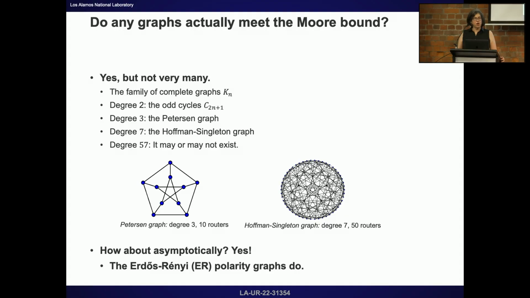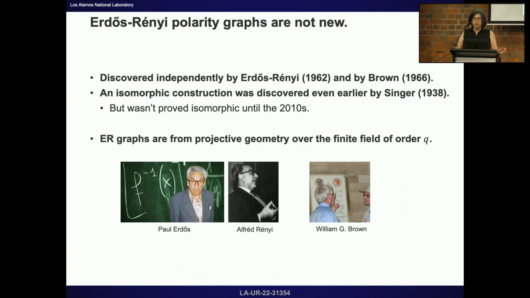But asymptotically, we actually do. We have graphs that are very, very good, and they come arbitrarily close to the Moore bound. And I'm going to spend a lot of my talk talking about this. They're old. Erdős, Rényi, and Rényi put together a paper in 1962. That's probably before most of us were born. Brown also independently did it. It turns out a mathematician named Singer did the same thing in 1936, but he went about it through a totally different path. And it wasn't until the 2010s that they were noticed or shown to be isomorphic.